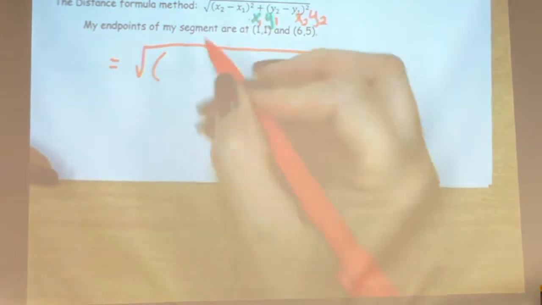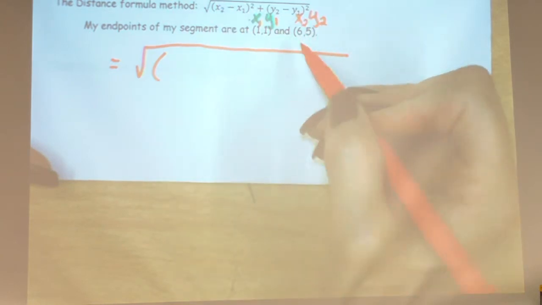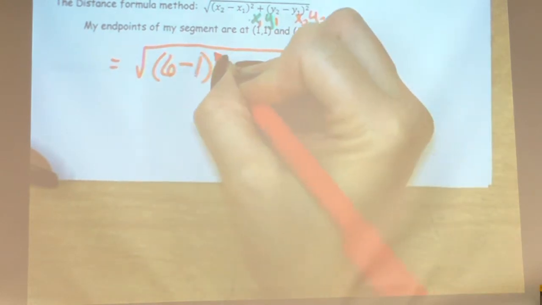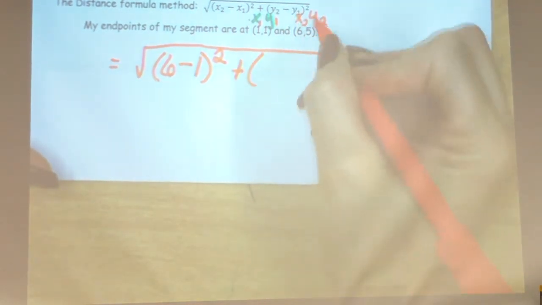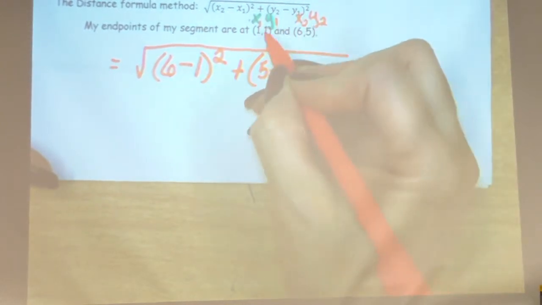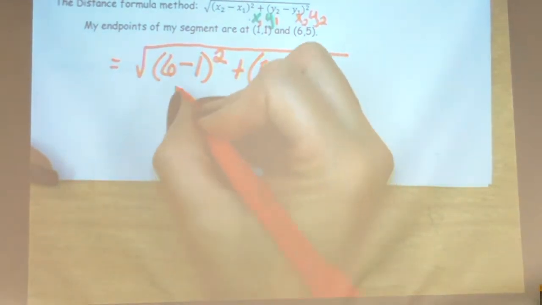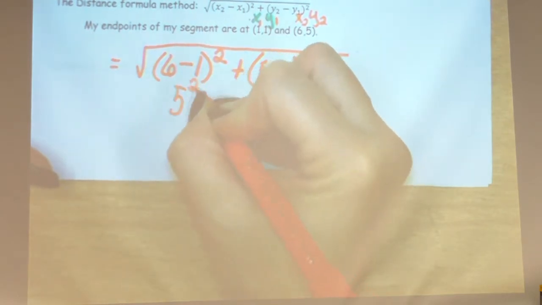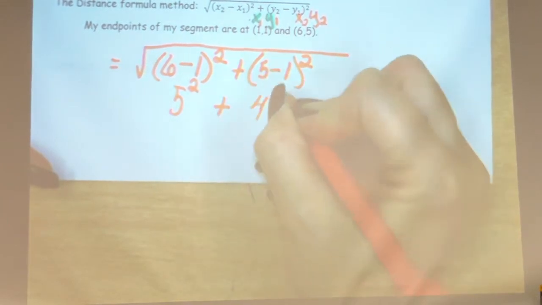and I'm going to start with parentheses because there's a parenthesis right there, and it says to take x2. Well, my x2 is 6, so I'm going to plug in a 6, subtract my x1, which is 1, and that has to be squared, plus, then it says y2, so my y2 is 5, and I have to subtract my y1, which is 1, squared. Alright, so 6 subtract 1. You have to do what's inside the parentheses first. We have 5, so we have 5 squared, plus 5 subtract 1 is 4, so we have 4 squared.